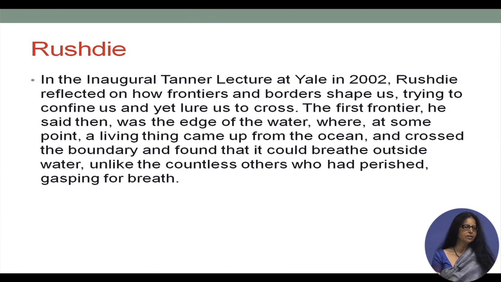The first frontier, he said then, was the edge of the water, where at some point a living thing came up from the ocean and crossed the boundary and found that it could breathe outside water, unlike the countless others who had perished gasping for breath. So this questioning of borders and frontiers which confine us, particularly those of nation states, Rushdie talks about free flows, the idea of free flowing movements. And so what I'm trying to say is that Rushdie stands at the cusp, in an in-between state, as we are transiting from the era of nationalism to the era of globalization.